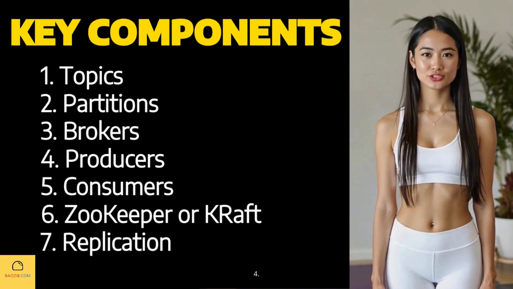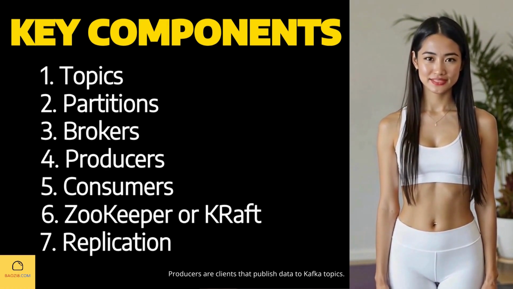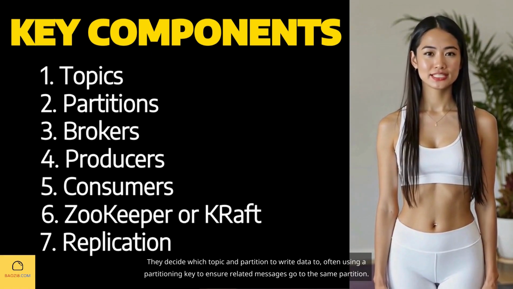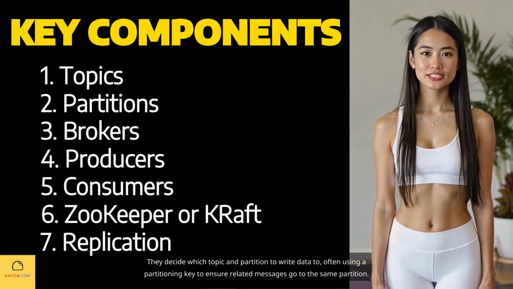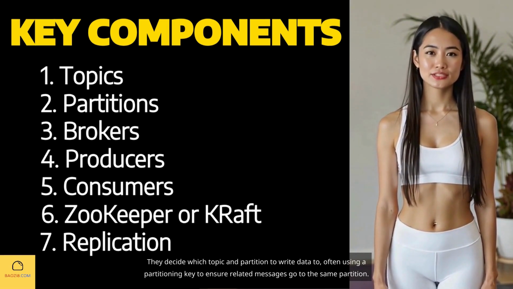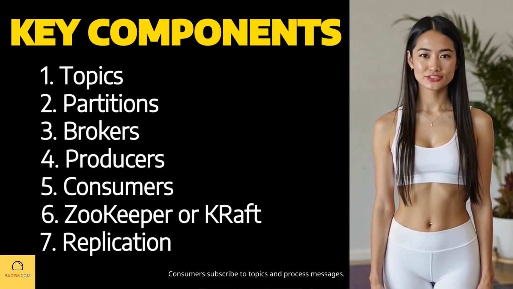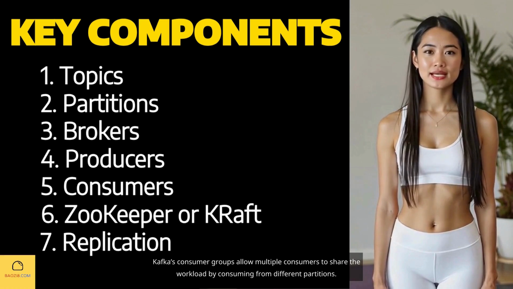4. Producers. Producers are clients that publish data to Kafka topics. They decide which topic and partition to write data to, often using a partitioning key to ensure related messages go to the same partition. 5. Consumers. Consumers subscribe to topics and process messages. Kafka's consumer groups allow multiple consumers to share the workload by consuming from different partitions.